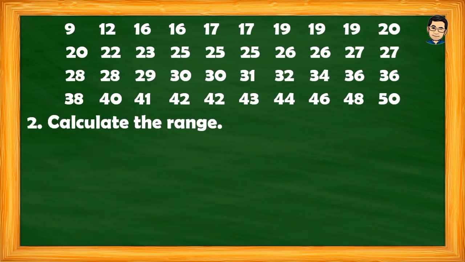Next, calculate the range. So, range can be determined by getting the difference of the highest score and the lowest score. So, yung highest score natin dito is 50.